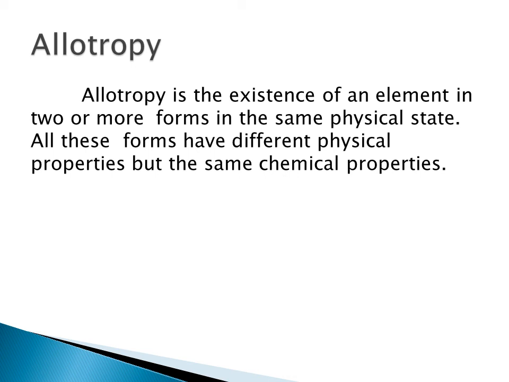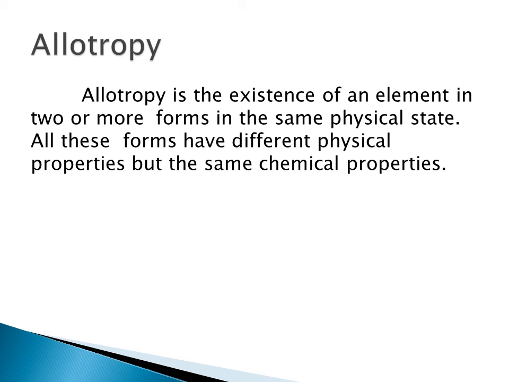Allotropy is the existence of an element in two or more forms in the same physical state. These different forms of elements are known as allotropes. These different forms of elements have different physical properties but they have same chemical properties.